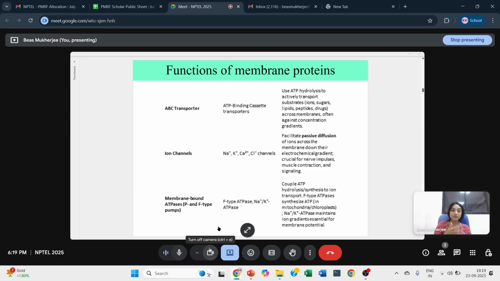Now the next one is membrane bound ATPases. Now, these can be of different types. There can be P type, there can be F type. There are also other types like V type, and you can read about these in detail.